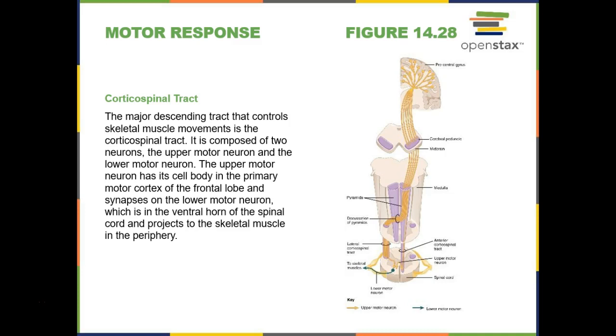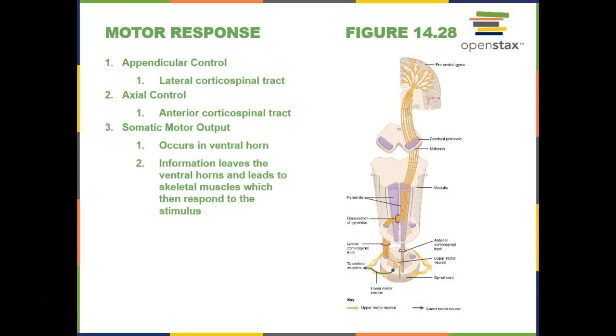This is just the information about this figure. So this is the corticospinal tract that you're looking at here. Both appendicular and axial control to the body occur through that corticospinal tract. The lateral corticospinal tract controls appendicular movements, whereas the anterior corticospinal tract controls the axial muscles.